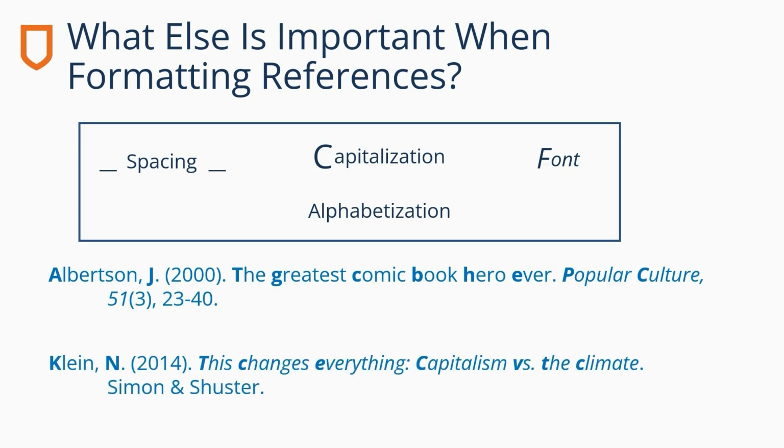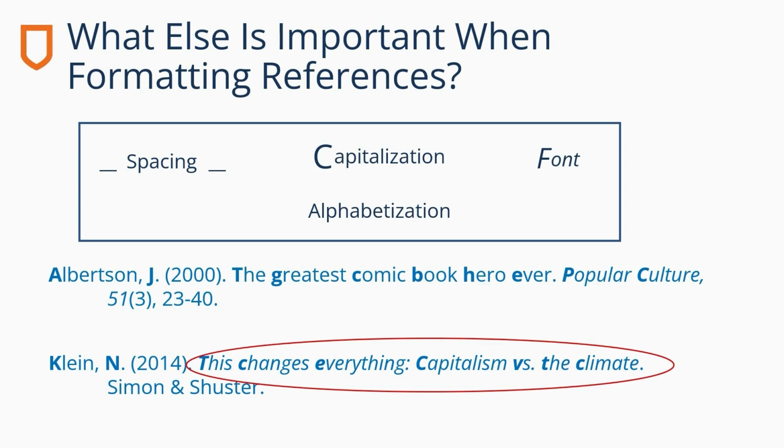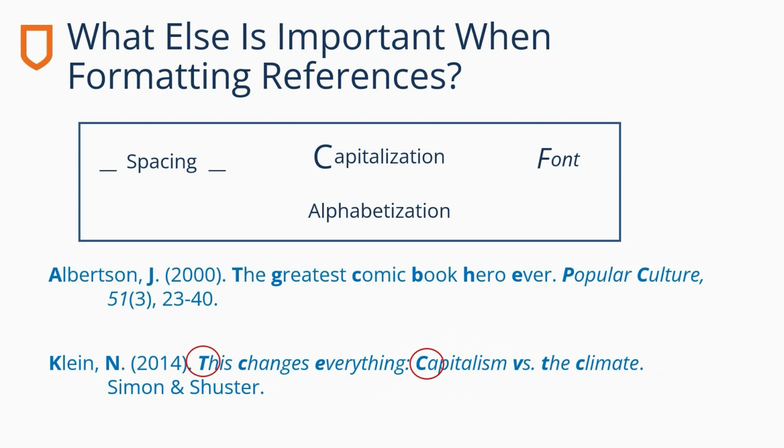Here's a second example. Klein N, 2014. This changes everything: Capitalism versus the climate. Simon & Schuster. Here you'll notice that the title of the book is also in italics. However, in contrast to the journal title, the book title is in sentence case, with capitalization only at the beginning of the title and the subtitle, or used for proper nouns. Notice also that the references are alphabetized by last name, going from A to Z, with A at the top of the references page and Z at the bottom.